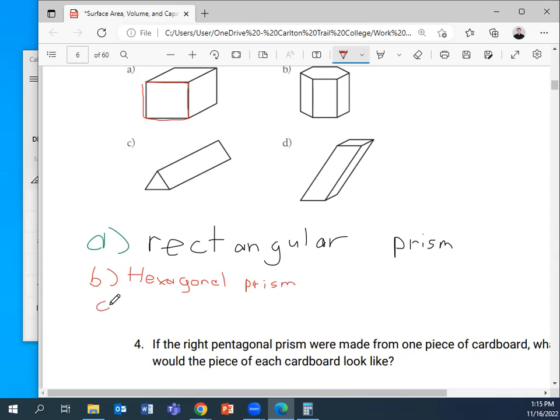Now C, what shape is it on the face? Triangle. So what would you think this is called? Triangular prism. You betcha. Triangular prism. Now, D, we're going to say that D here stands for just a mean shape.